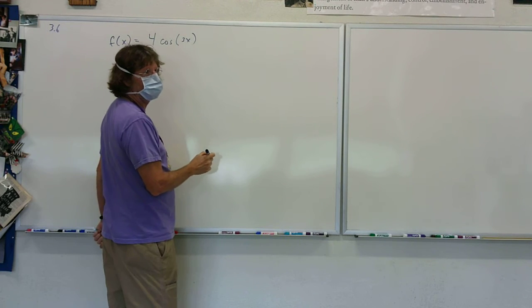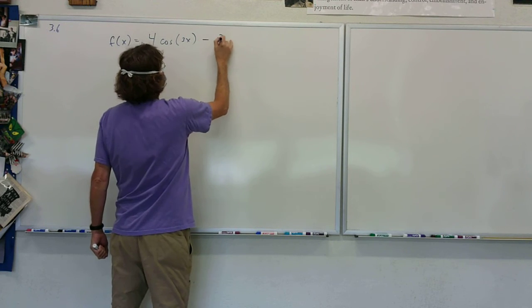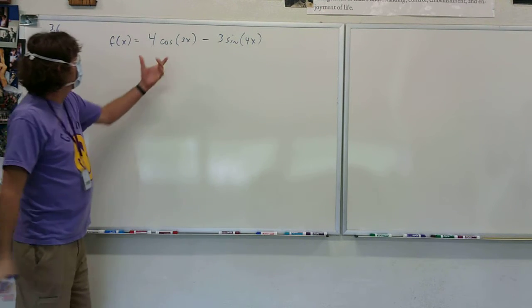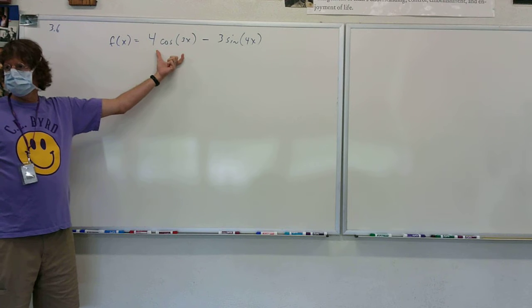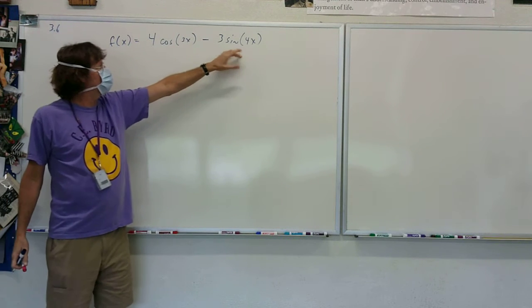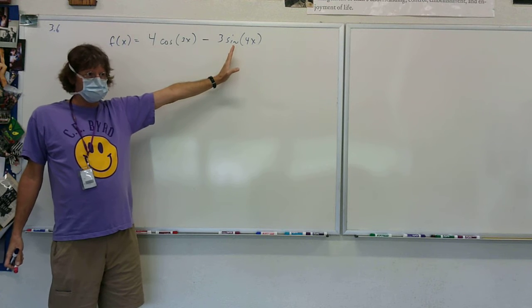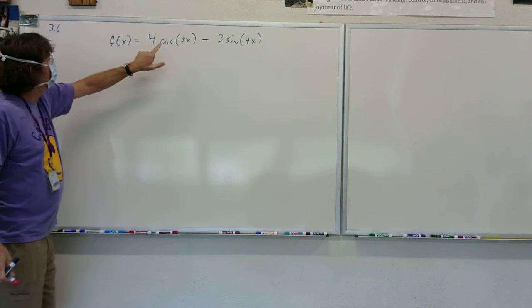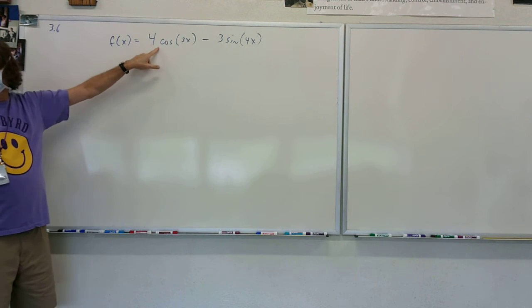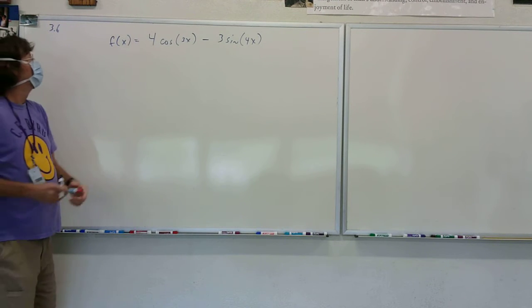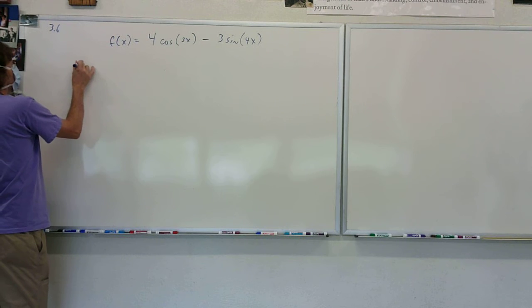-3 sine 4x. Okay, now, this one, you're going to take the derivative of this, and then you're going to take the derivative of this because they're separated by a minus sign, so you can do each one of them separately, right? You do not have to use the product rule here because there is what in front? Constant.